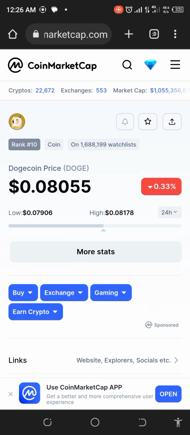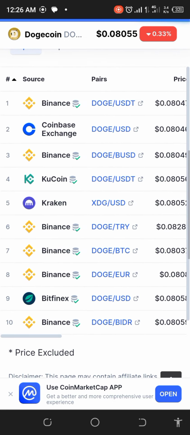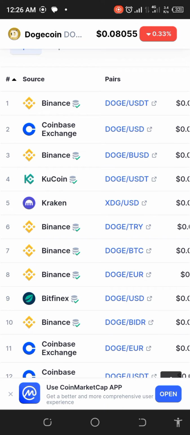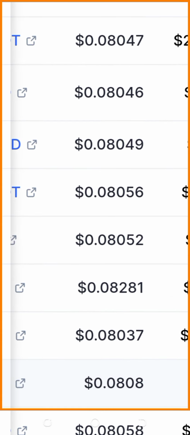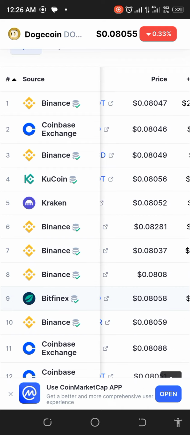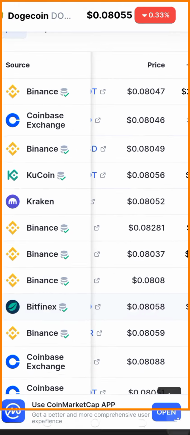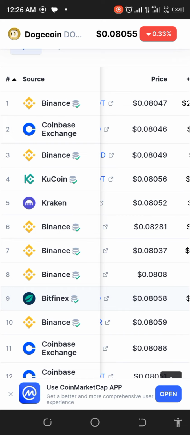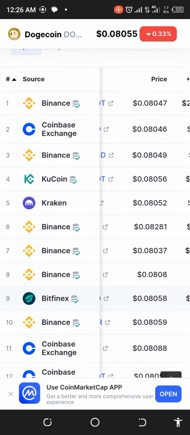That's the general price, okay? So now for us to look at the markets, we're going to check on the market and see where it's listed, all the places where Dogecoin is listed. You can see it's on KuCoin. What's the price here? That's 0.08056. You can also see it's on Kraken. What's the price? We have 0.0805, right? So we can see the differences in price.